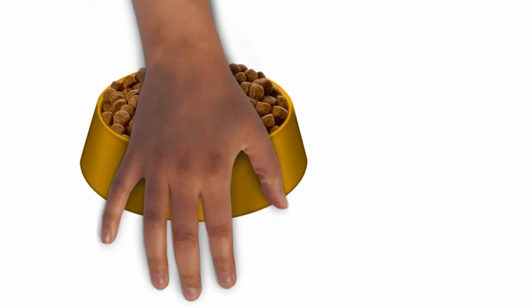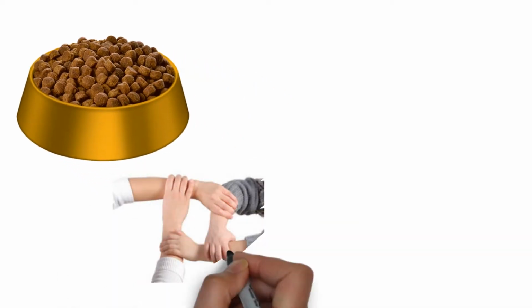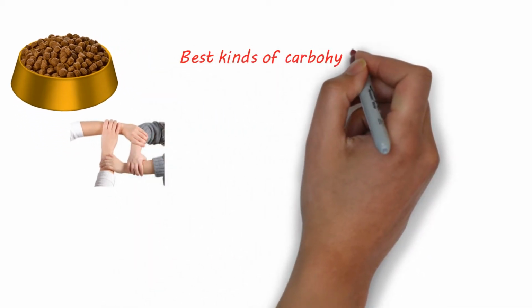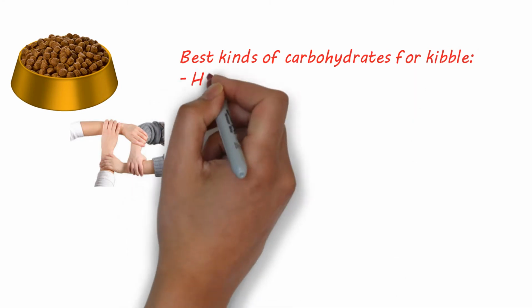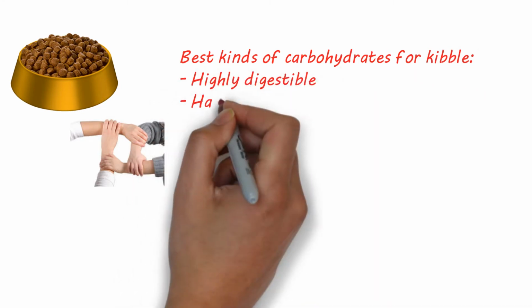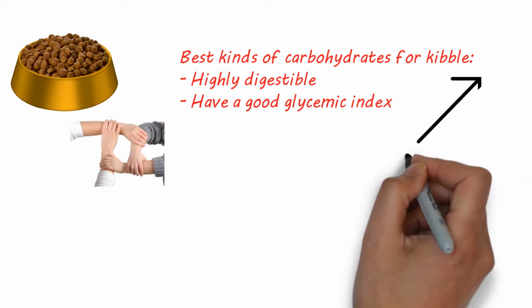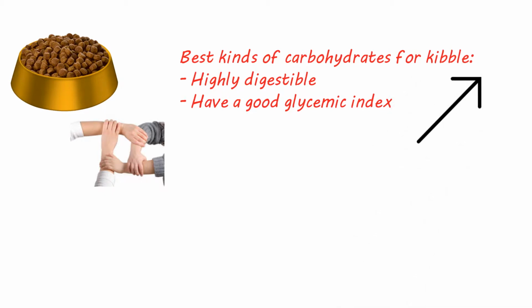However, if you're going to have a dry kibble, production processes demand you have some kind of carbohydrate in order to hold the product together. So if you have to have a carbohydrate, the best kinds for dog kibble should be highly digestible, have a good glycemic index, this means how fast the carbohydrate source will raise blood sugar levels, and be in minimal amounts.